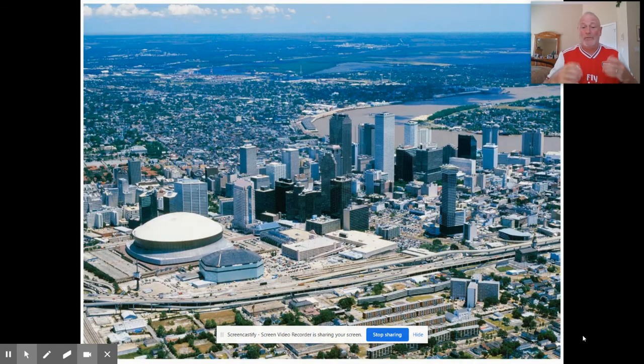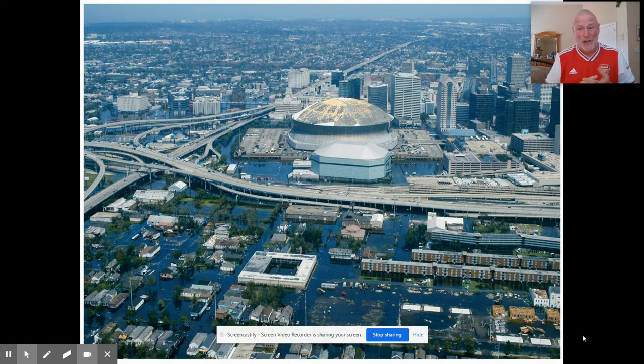Okay, so thinking about place characteristics, this is New Orleans. This is New Orleans before Katrina, and this is New Orleans after Katrina, right? And notice that the physical site didn't change. The situation was different. We'll talk about site and situation in a few minutes here, right? But this is what we mean by place.